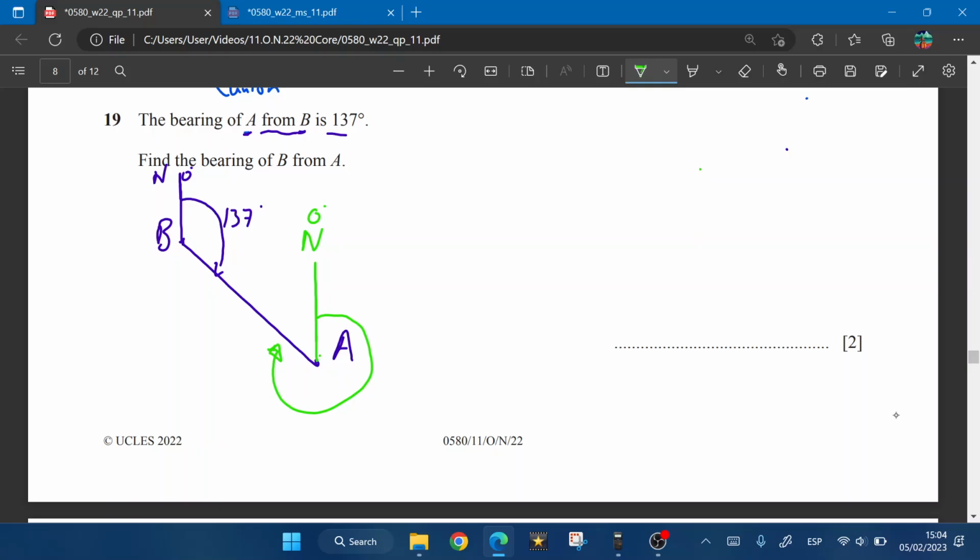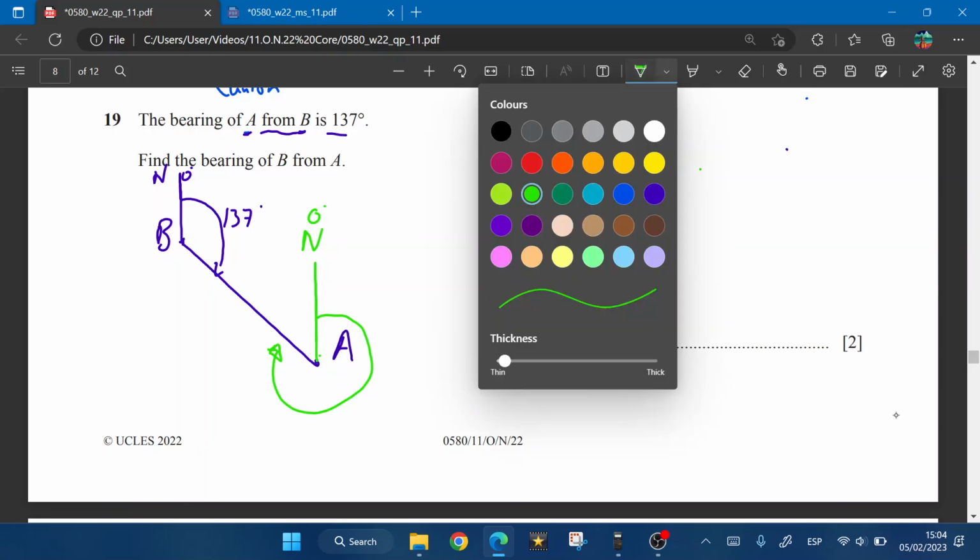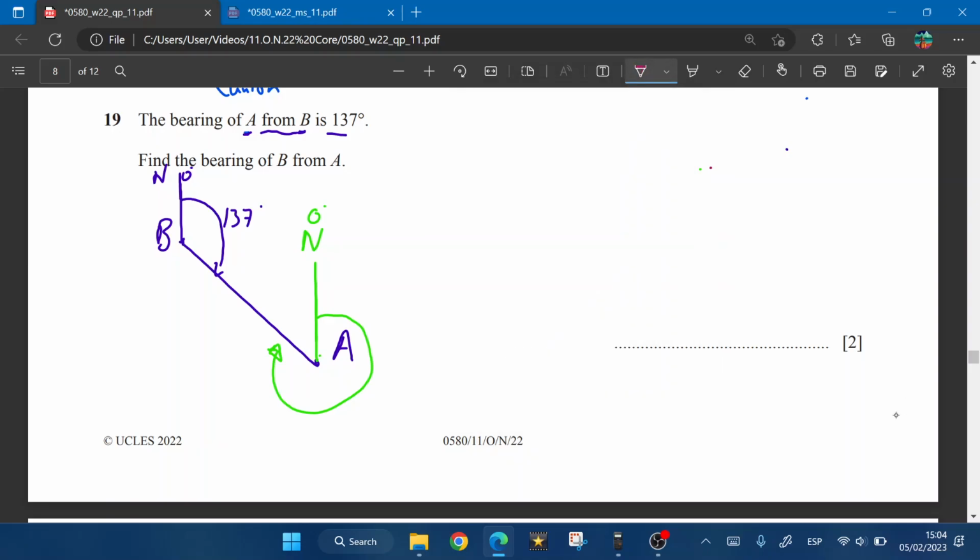Okay, how are we going to do that? There are different ways to do that. One way is, let's use this color, to extend this line, and then remember thinking about parallel lines, because this north is always north, so these two lines will be parallel. And what we have then there is an F.